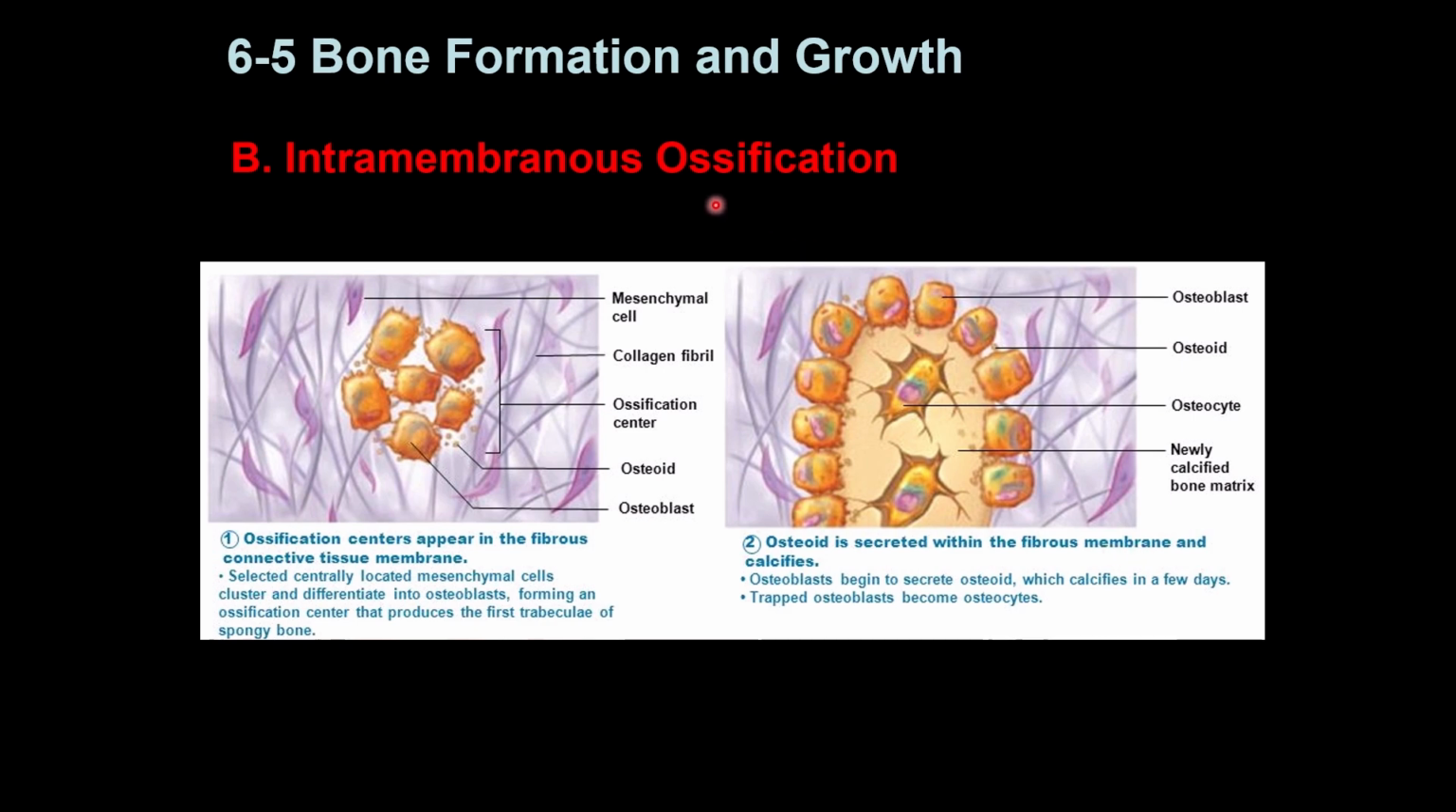Intramembranous ossification. So it's a little bit different here. You have these mesenchymal cells, and these mesenchymal cells, these are embryonic cells, they convert and they become osteoblasts. So the function of the osteoblast is making some collagen fibers, okay, and also making this bone matrix or osteoid. Once this bone matrix is made and calcified, then these osteoblasts get trapped here, and that becomes osteocyte.